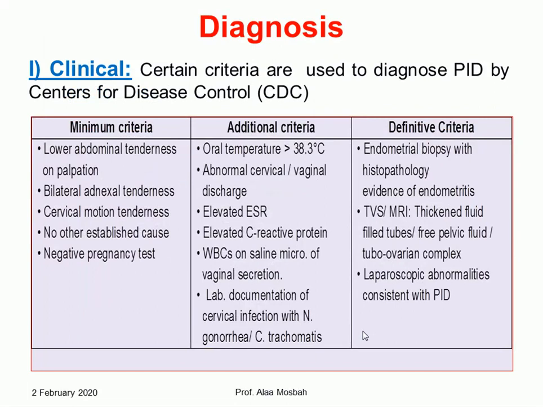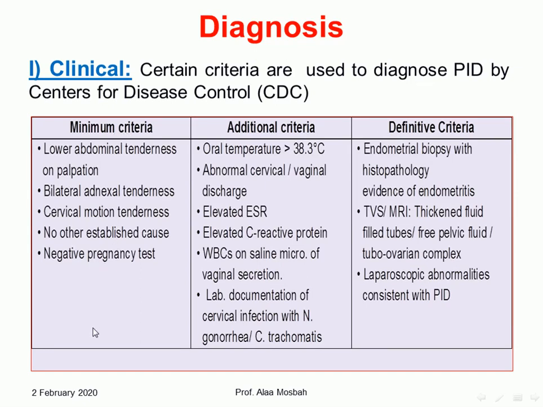What about the diagnosis? Diagnosis first depends on clinical picture. Certain criteria are used to diagnose PID by the Centers for Disease Control. And as we see in this table, there are minimum criteria, additional criteria, definitive criteria.